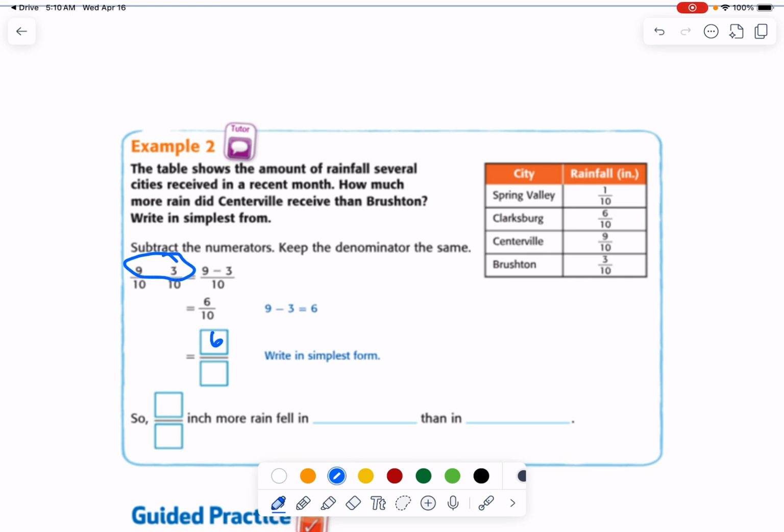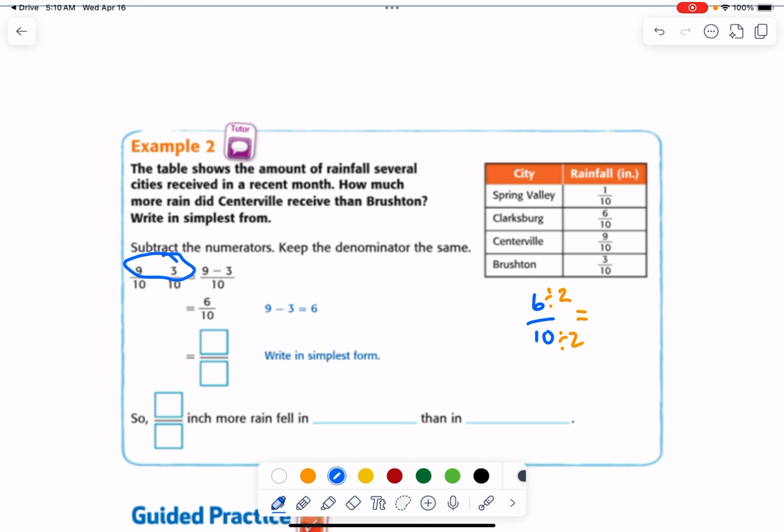So we have 6/10. We need to simplify that, right? Okay, so what are 6 and 10 both divisible by? Well, I always check to see if the larger number is divisible by the smaller number. We cannot divide 10 by 6, not evenly anyway. So what else could we use? 3. Again, 6 is divisible by 3, but 10 is not. How about 2?